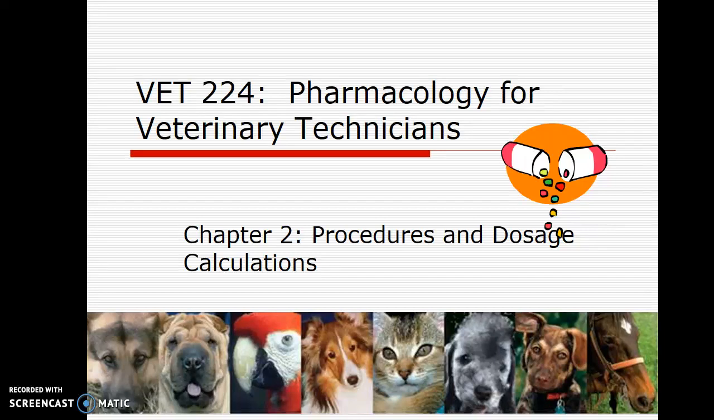Chapter 2. In this chapter, we're going to cover pharmacy procedures and dosage calculations. We're going to start dosage calculations a little more separately from the book. I'll talk a little more about that. But the first thing that you need to know about is pharmacy procedures.